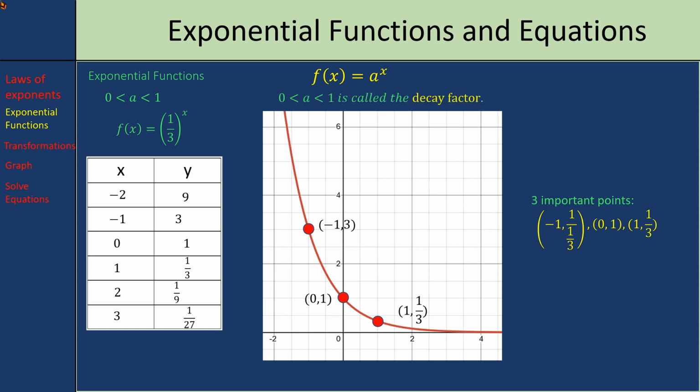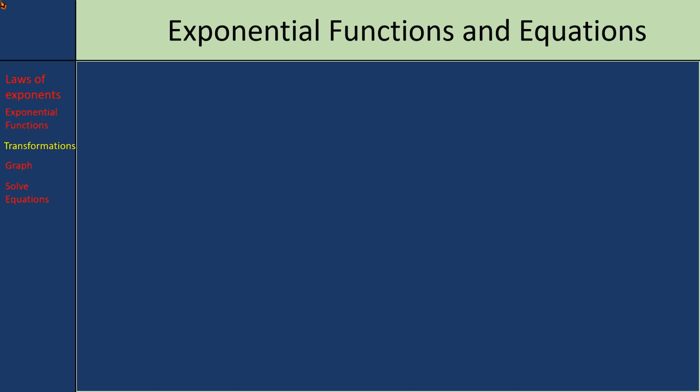When a is less than 1, we call this a decay factor. So we call this an exponential decay, or a decreasing function. The domain is all real numbers again, and our range is y larger than 0. Our horizontal asymptote is y equal to 0. Now, we're going to talk about all the transformations that they could apply to these functions.